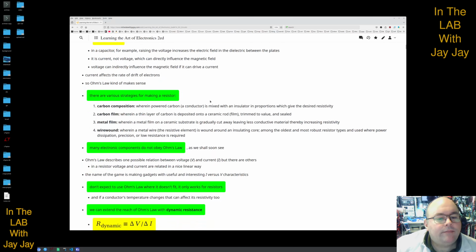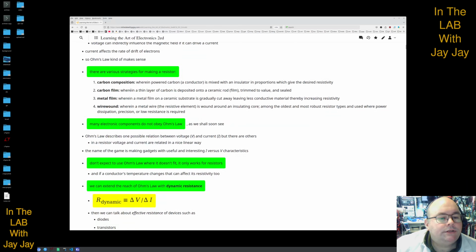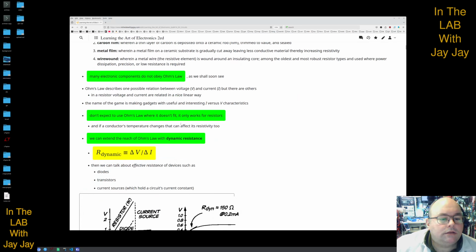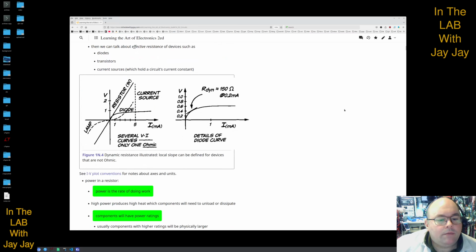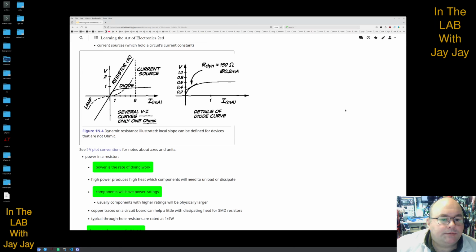There are various strategies for making a resistor: carbon composition, carbon film, metal film, and wire wound. Many electronic components do not obey Ohm's law. Don't expect to use Ohm's law where it doesn't fit. It only works for resistors. We can extend the reach of Ohm's law with dynamic resistance. And the dynamic resistance is just the change in voltage divided by the change in current. And we learned about that in the experiments that we did.